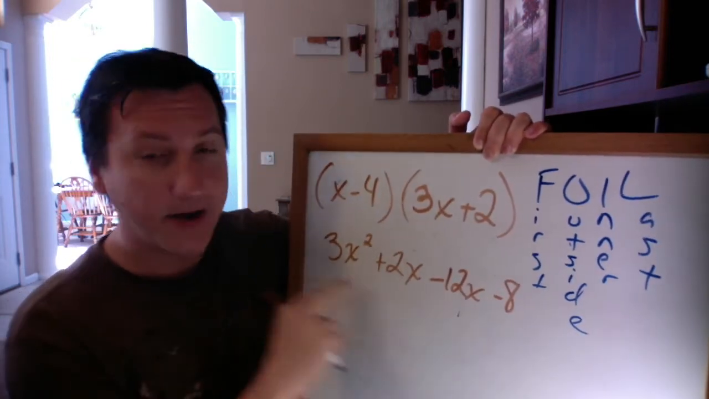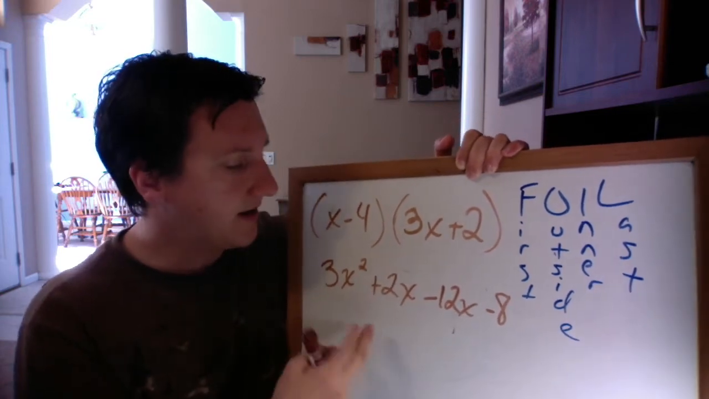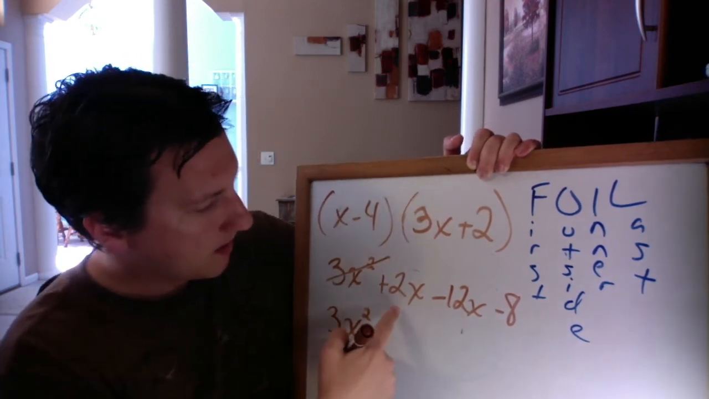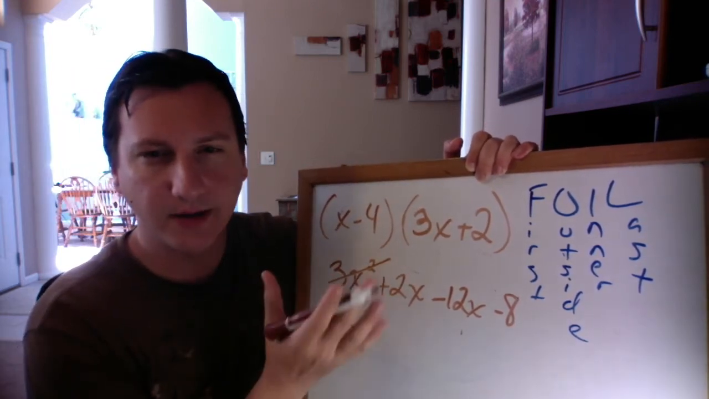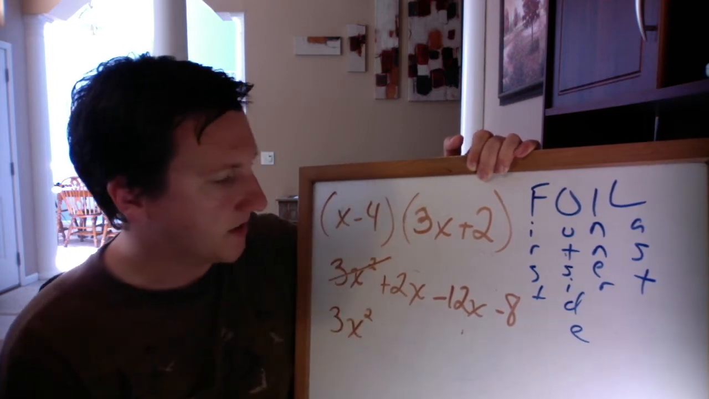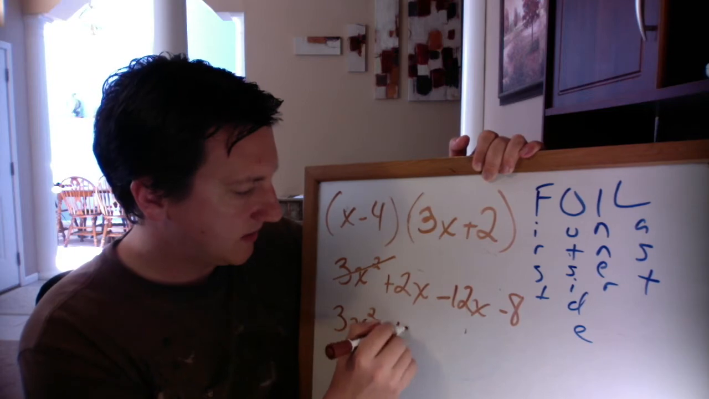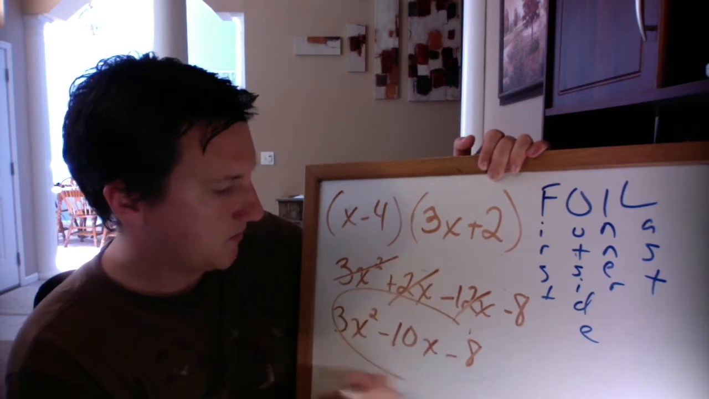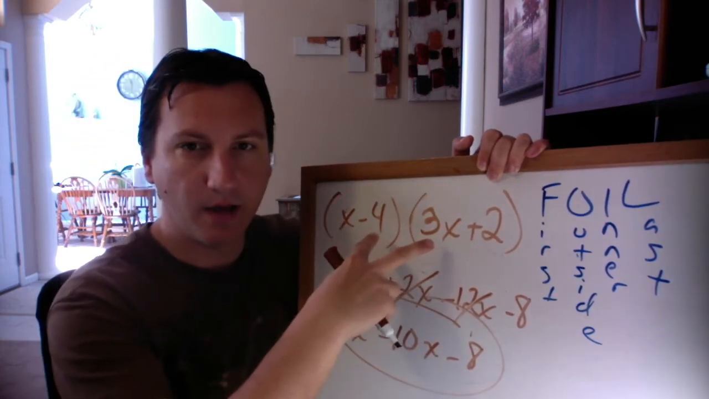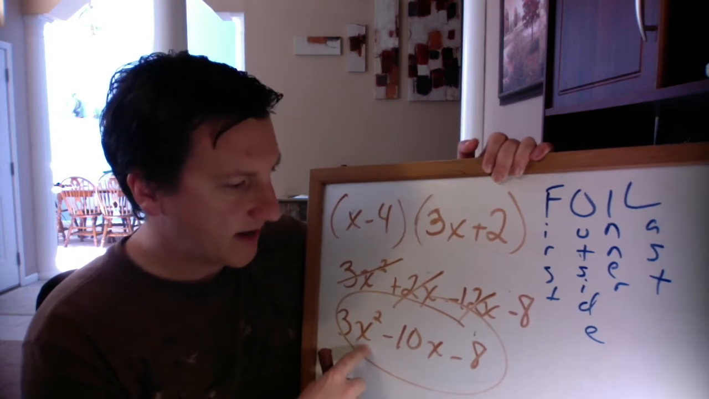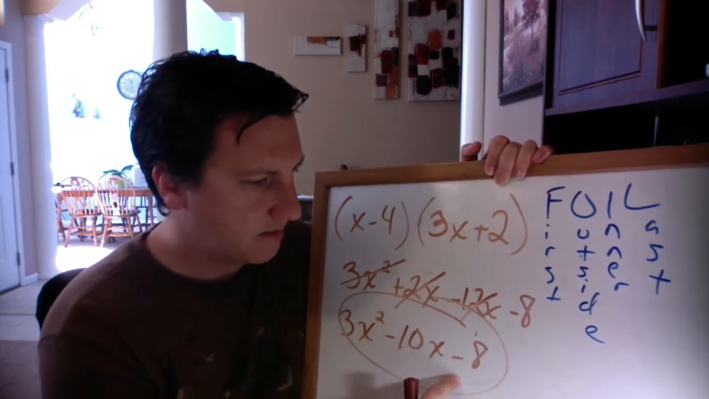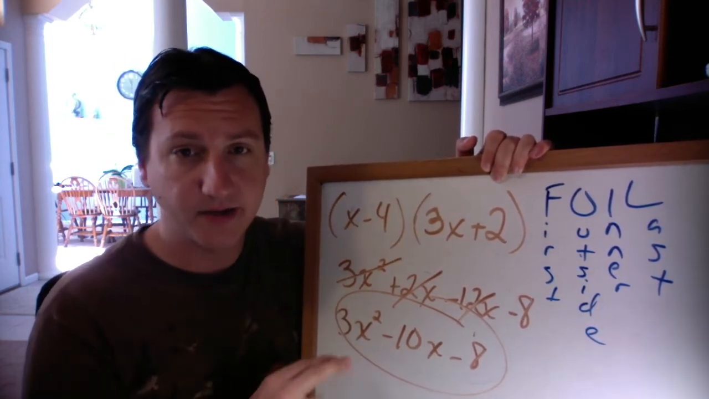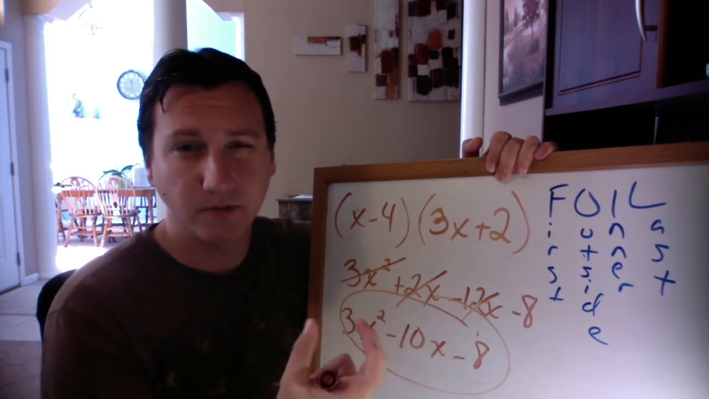So I need to now evaluate and see if there are any like terms to combine, and I can easily see that there are. So my answer is going to be 3x squared. And I'm just crossing these out. You don't have to. I'm just showing you that I'm done with it, so we don't get confused by it. 2x minus 12x is negative 10x, and then those are done, and then minus 8. So my answer in multiplying these two polynomials is 3x squared minus 10x minus 8. Okay? 3x squared minus 10x minus 8. And I know that's simplified because there are no other like terms to combine.